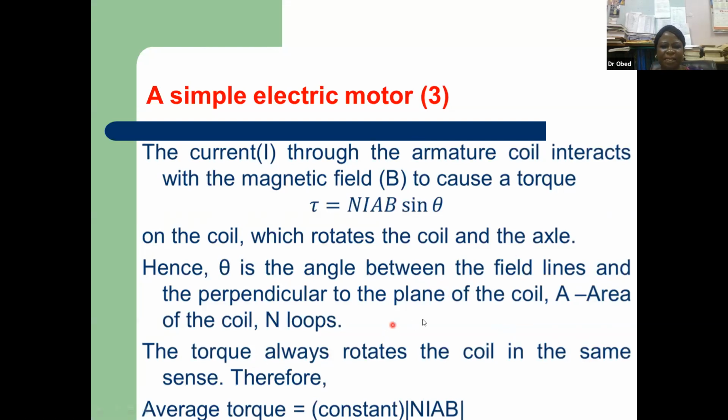A is the area of the coil and N the loops. The torque always rotates the coil in the same sense. Therefore, average torque is equal to a constant times the product of the number of turns, the current, the area and the magnetic field.